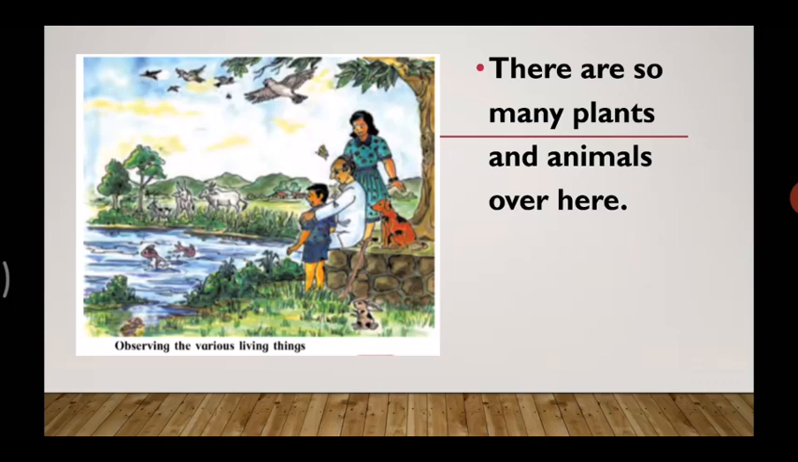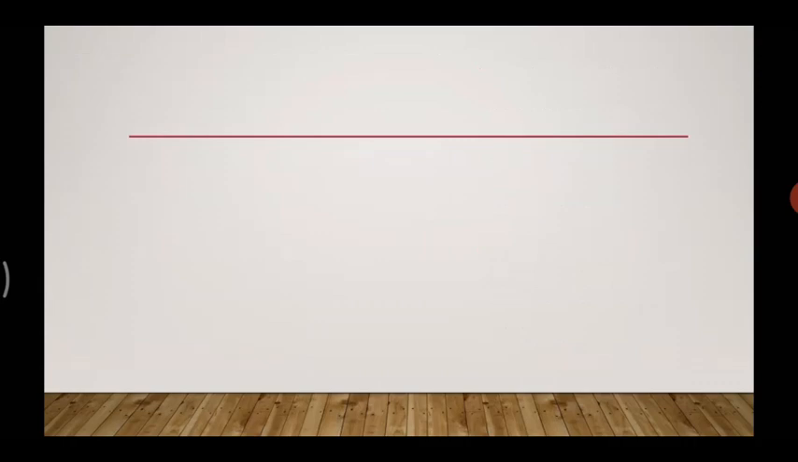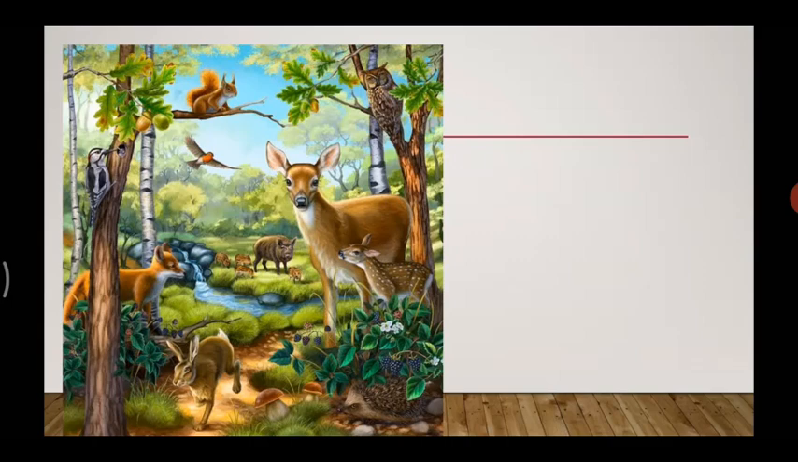Sam's sister tells him that all these living things around us and we too, that means we human beings also, come under living things. Let's move forward. Now what's here? Let's see. It's a picture of a forest. Now we can see a variety of animals in this forest. Can you see in the picture there are different kinds of animals in this forest, isn't it? Yes. So this picture is about the wildlife.